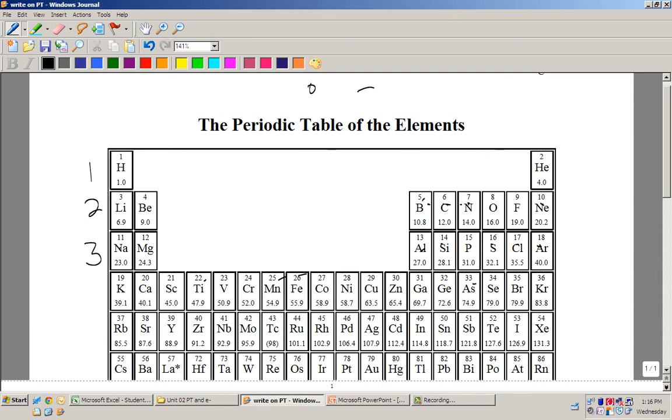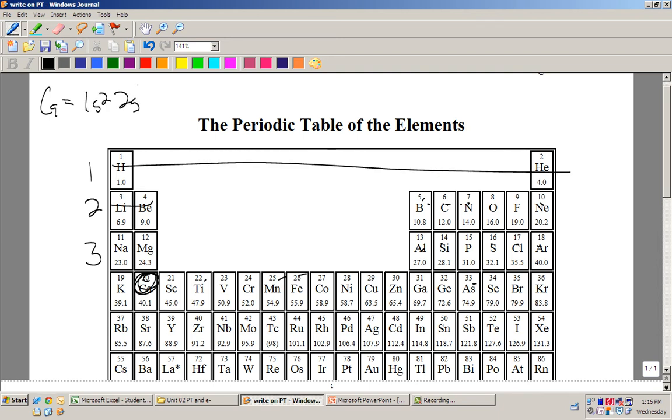So I'm going to do calcium. Same thing I did before, so I'm going to go to 20. 1s2, 2s2, 2p6. Third row, S block 2. Third row, P block 6. Calcium is fourth row, S block 2.